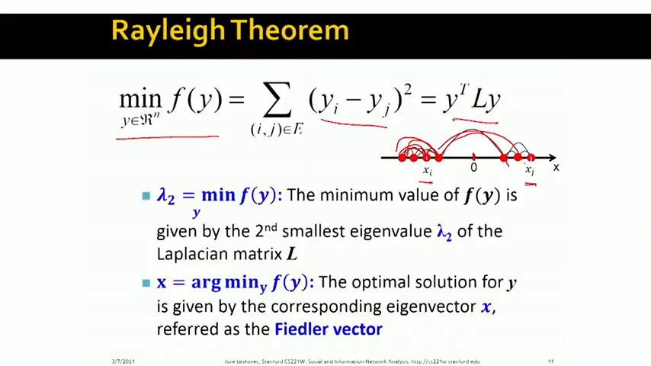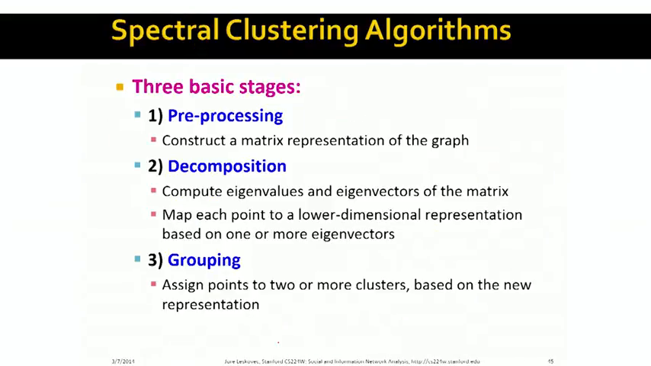So we already know the solution to this kind of minimization problem. We know that lambda 2 is the value at which this minimization is solved. And we already know that the vector that solves this minimization problem is the second smallest eigenvector. This vector goes under the name of the Fiedler vector. So what this means is that the components, or the labels of nodes, that come from the second smallest eigenvector will tell us which nodes to put in one cluster and which nodes to put in the other cluster.